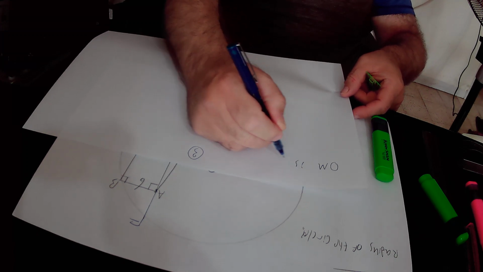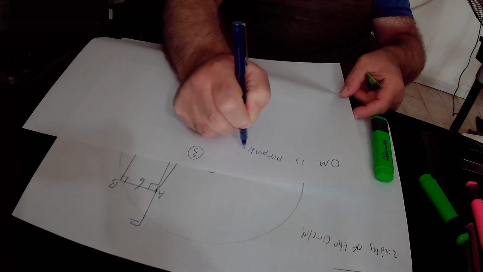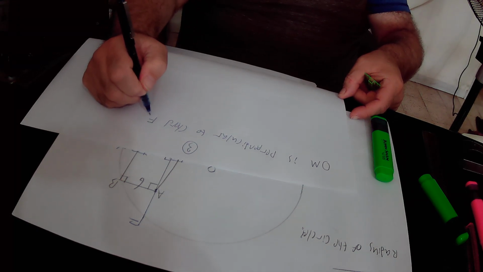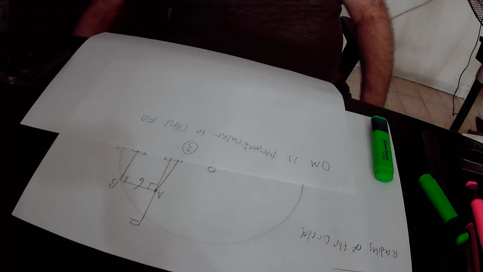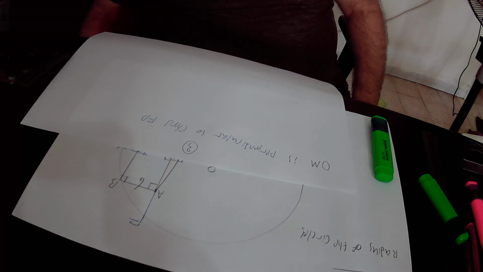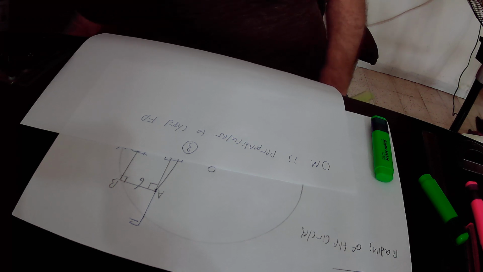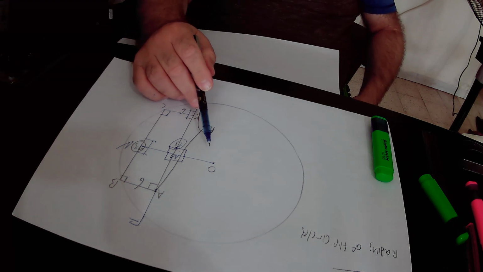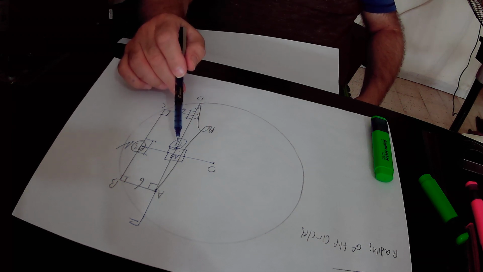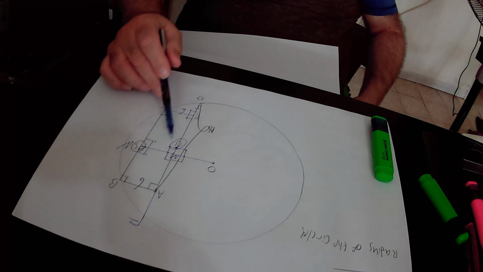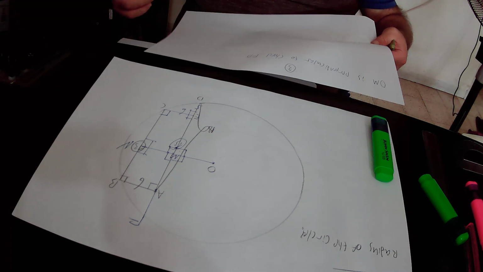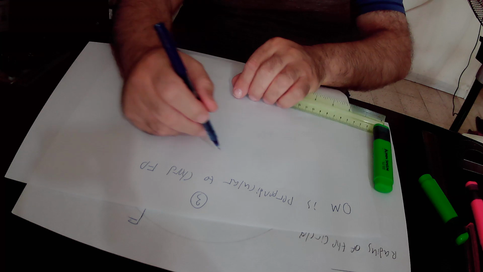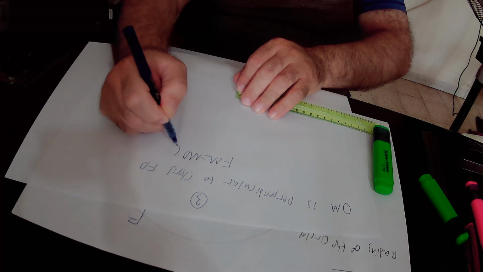OM is perpendicular to chord FD, therefore we can implement rule number 2. According to rule number 2, whenever you have a perpendicular from the center of the circle to any chord, it bisects the chord. So from the center of the circle we have perpendicular OM, and according to rule number 2, perpendicular OM bisects chord FD. Okay? That is to say, according to rule number 2, FM equals MD.